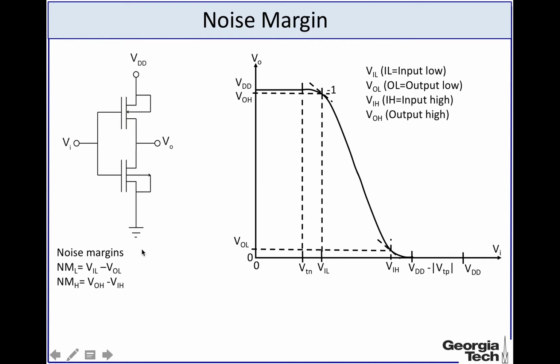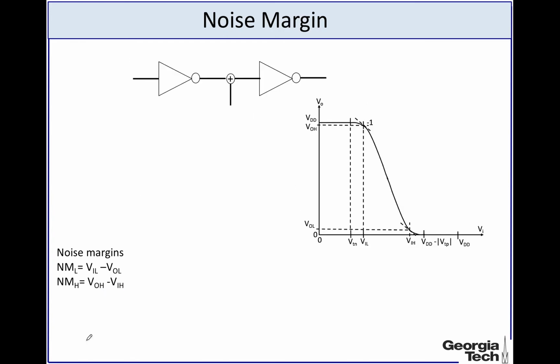There are two noise margins usually defined in an inverter. The first noise margin is called noise margin low, and this is defined as the difference between VIL and VOL. So VIL is this one and VOL is this one, and the difference between them is called noise margin low. Another noise margin is defined as noise margin high, which is the difference between VOH and VIH, basically the difference between this one here and the other one over here.